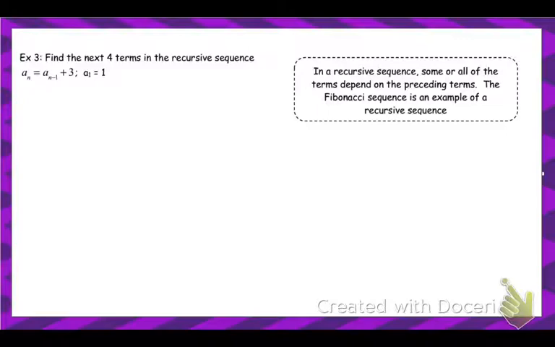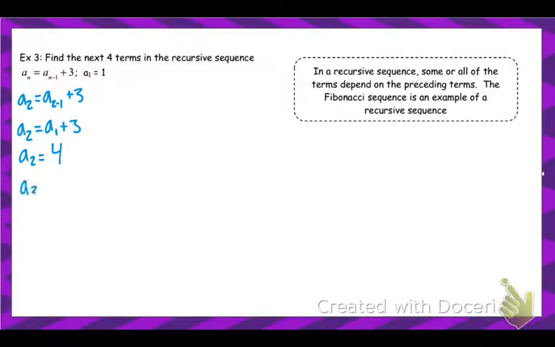Because the way we would read this, okay, let's say I want to find the second term. So a sub 2, well, I've plugged in 2 for this n. That means this would be a sub 2 minus 1 plus 3. So the second term is going to be the first term plus 3. Well, the first term is 1, so the second term is 1 plus 3, which is 4.